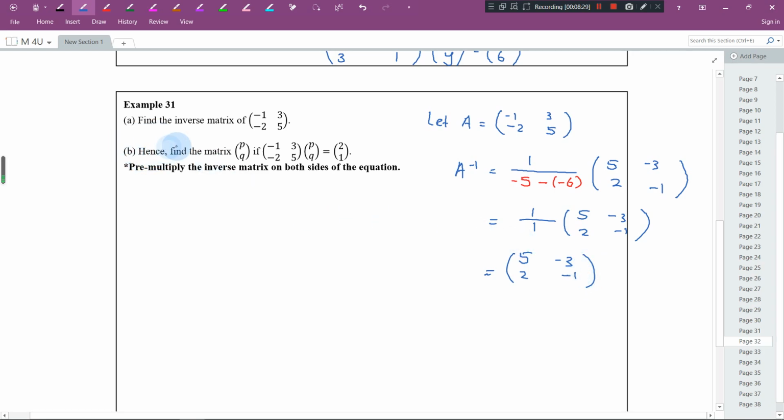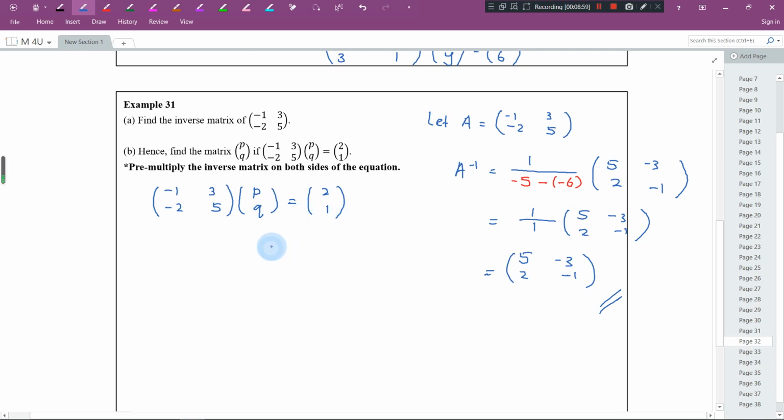Now let's go to part B. We want to find the matrix PQ if this matrix times PQ is equal to 2, 1. Let me copy down this one first: negative 1, negative 2, 3, 5, times PQ is equal to 2, 1.